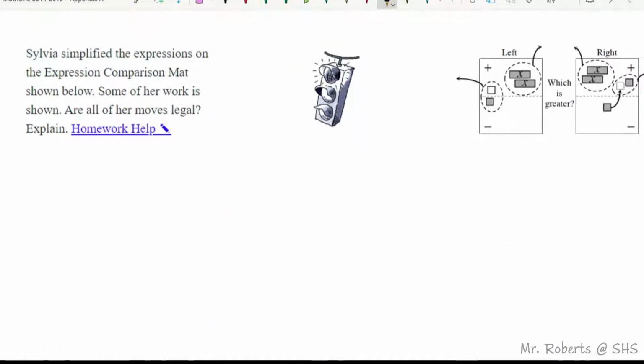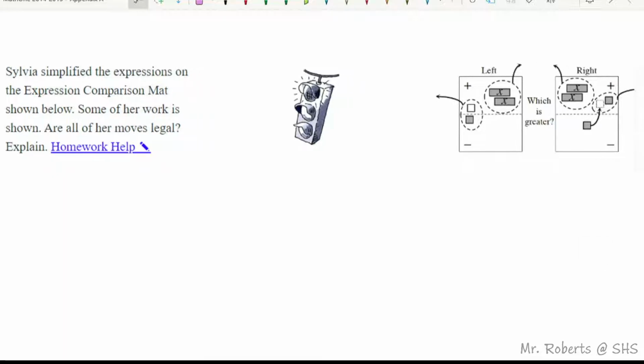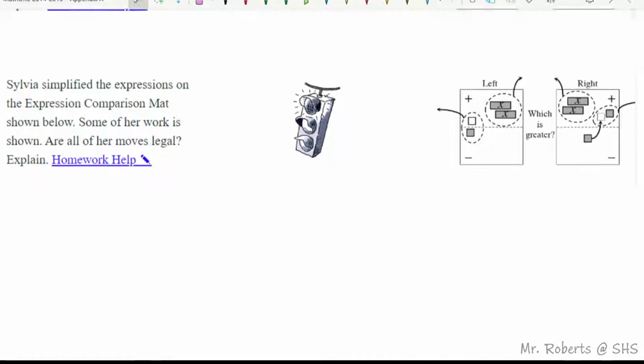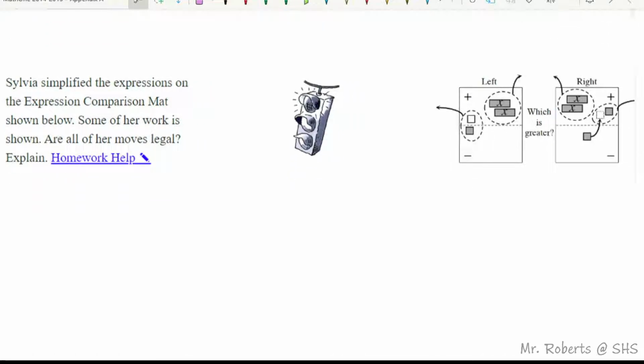Next. So nice, I wrote it twice, I guess. It's the exact same question twice. It says Sylvia simplified the expression on an expression mat shown below.